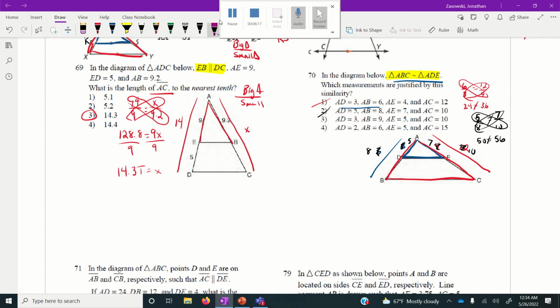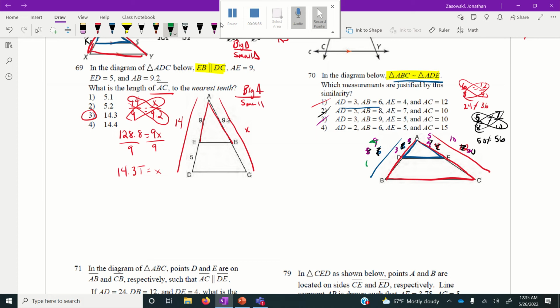So what if we try the next one? AD being 3 and AB being 9. You can see this is a 3-to-1. And if we create 5 to 10, we really don't have to do any work here, just to know that this is 2-to-1 and 3-to-1, so that's not going to work. All right, and that means the last one has to be your choice.